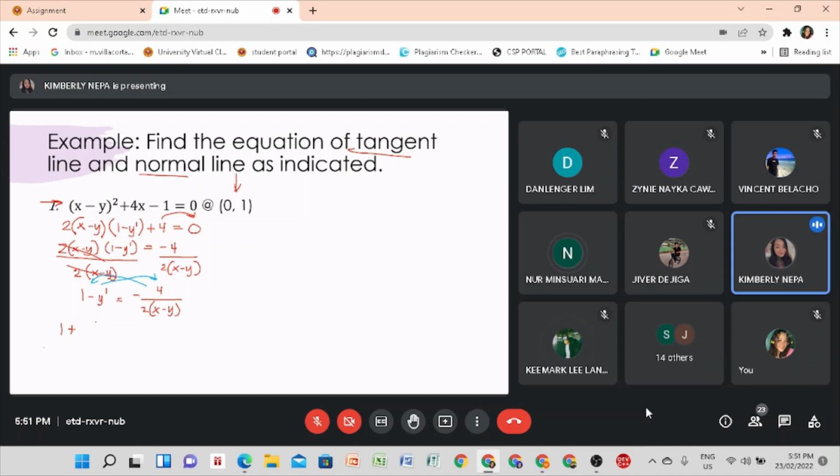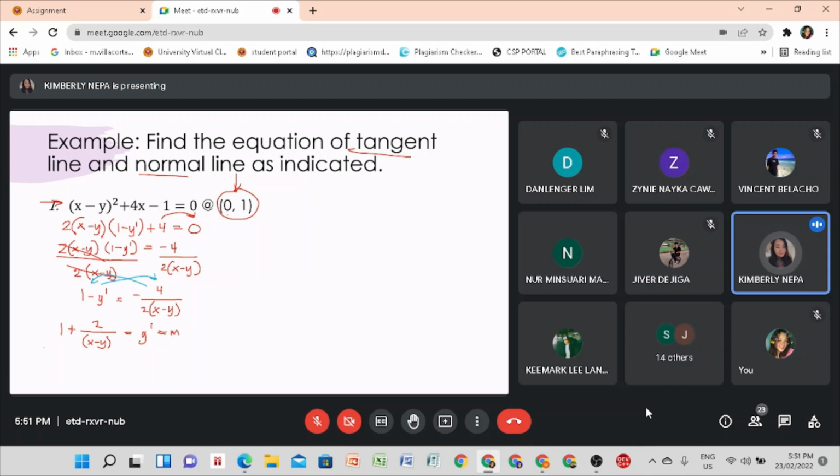It's 2 po. I'll just put 2. Which is equal to y prime. So we already have now the value for the y prime. And as you can see, we have the points given here. And y prime is equivalent to the slope, correct? Yes po. We have to find the constant value of the slope so we can substitute it later once we get the tangent and the normal line.